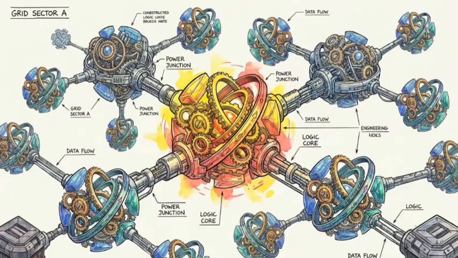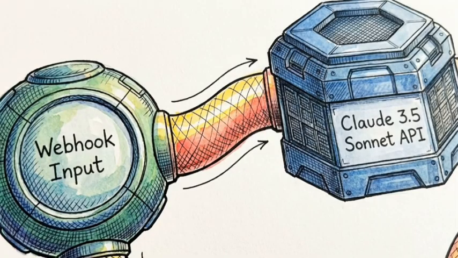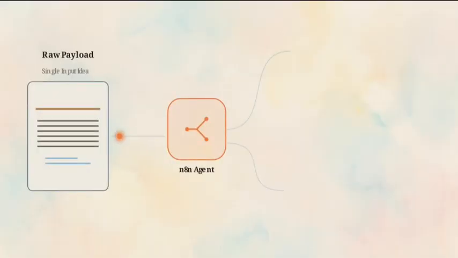The data payload now enters the core orchestration cluster. Using N8N, the orchestration engine intercepts the webhook and passes the raw database payload directly into the Claude 3.5 Sonnet API. The payload hits an event node and divides.